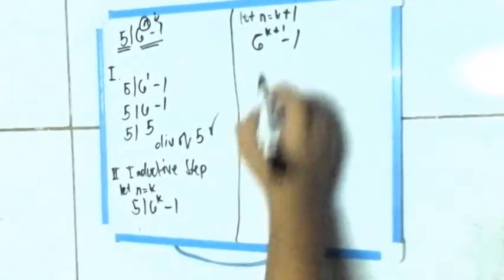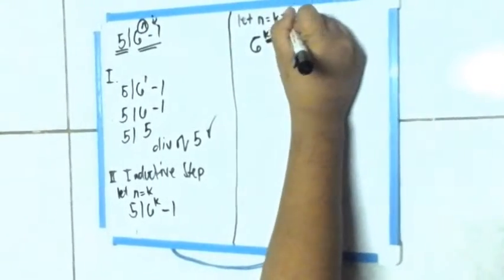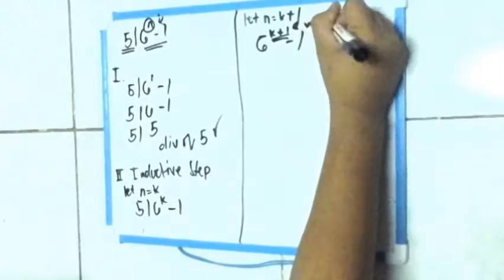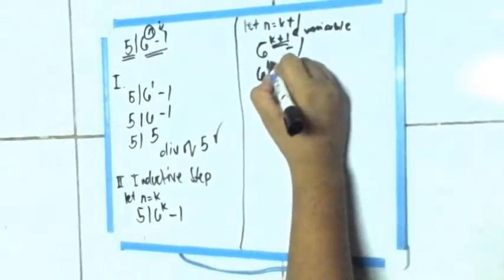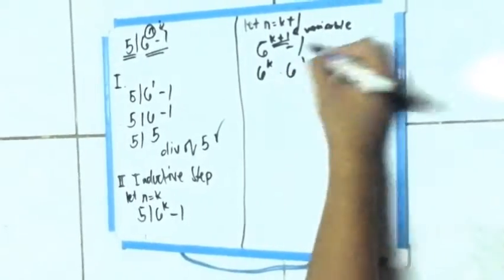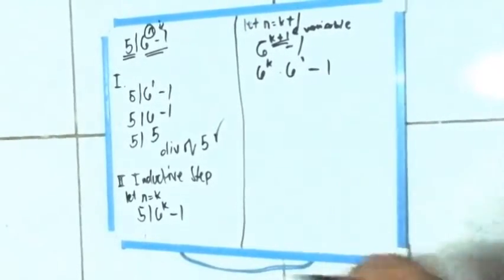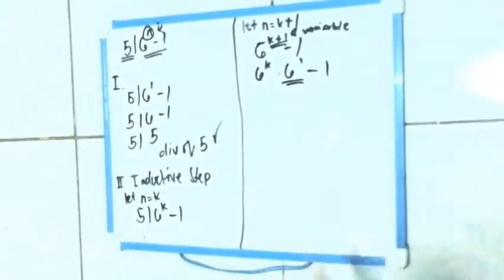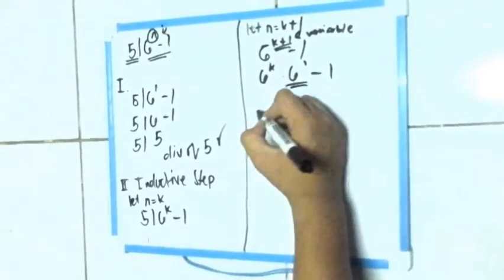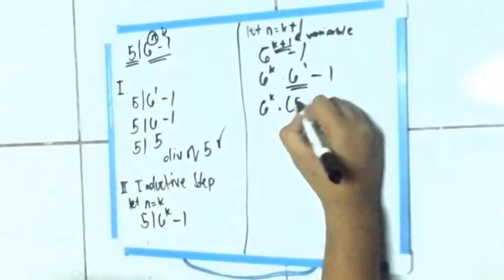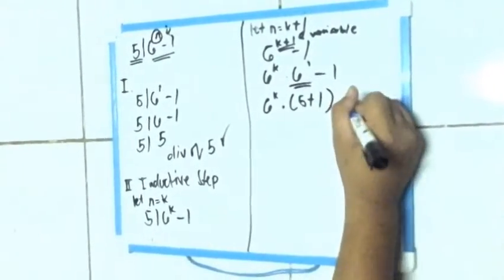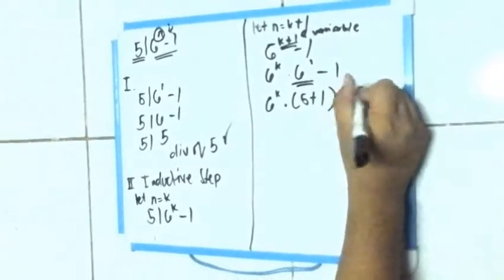Then this has two variables, so we need to separate it. So 6 raised to k times 6 raised to 1, minus 1. Then find any divisible number. Then 6 raised to k times (5 plus 1), in parentheses, minus 1.